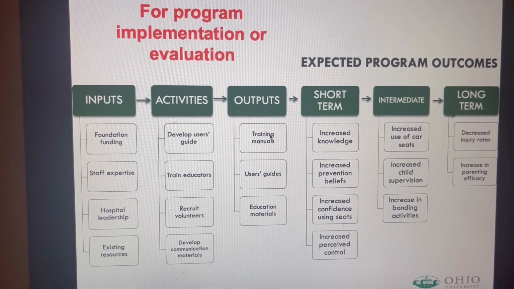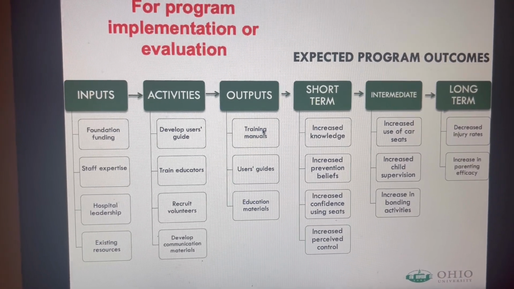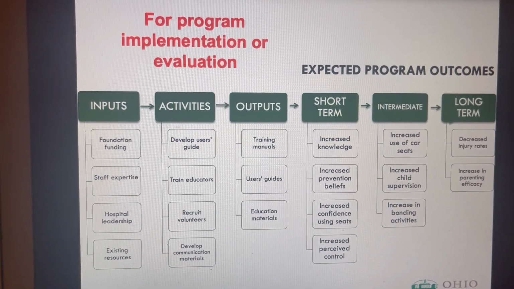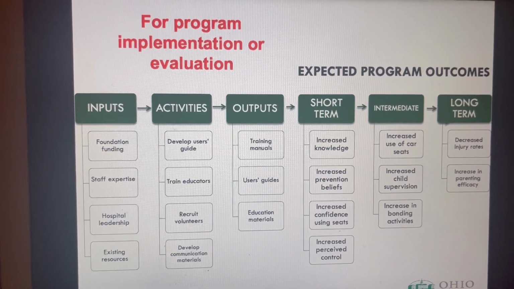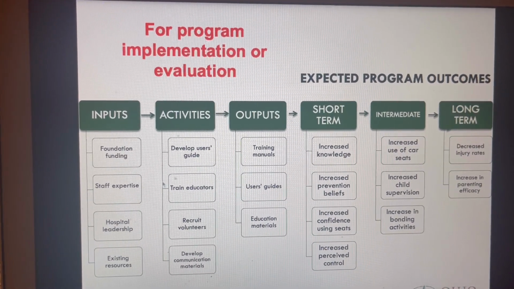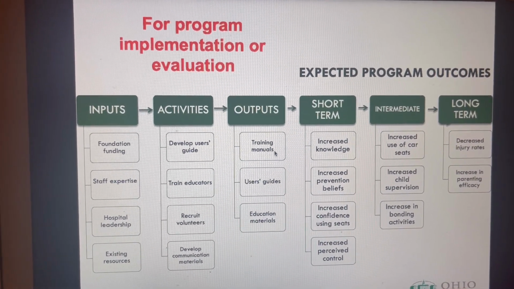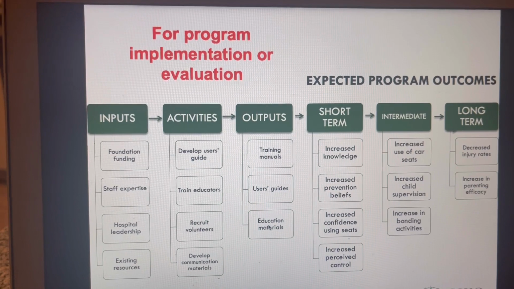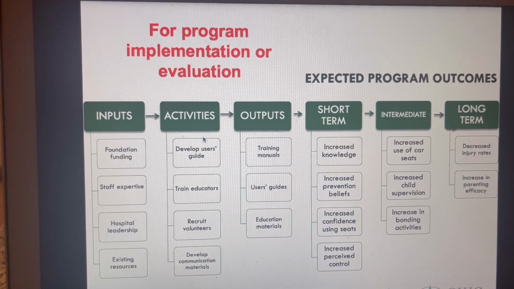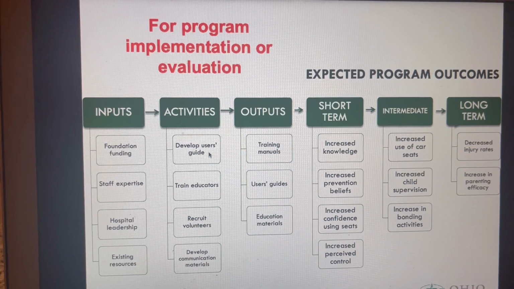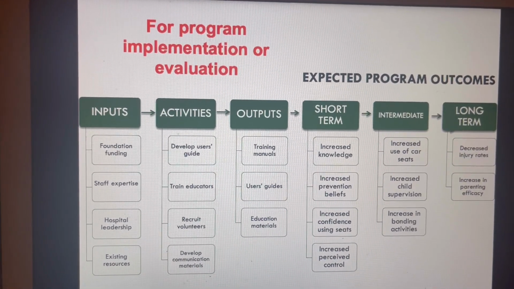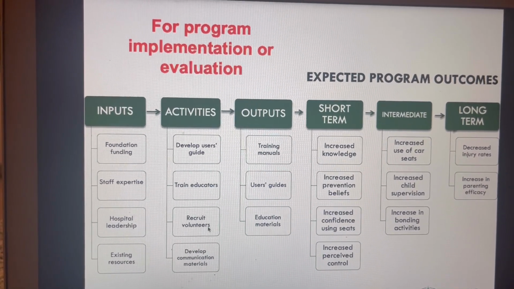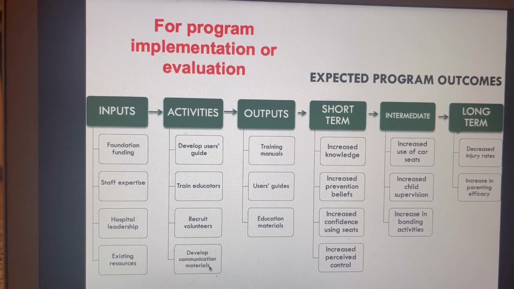The outputs come with training manuals. Definitely, if you want to train parents and adults on how to use a seatbelt, you have training manuals, a user's guide, and education materials. Then for the activities column, what activities are we going to carry out? We're going to develop a user guide, train educators, recruit volunteers, and develop communication materials.